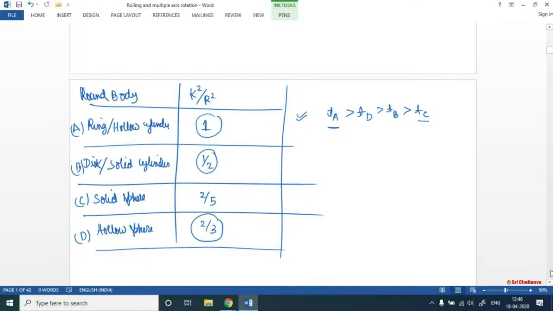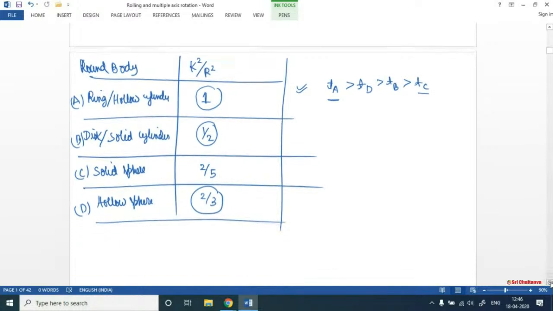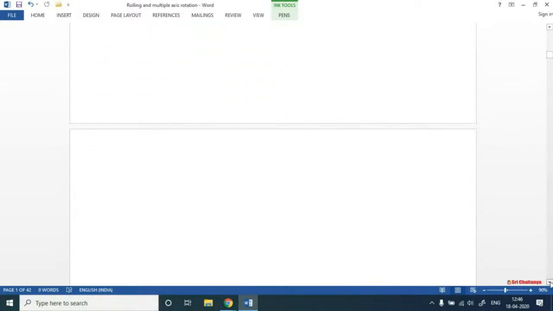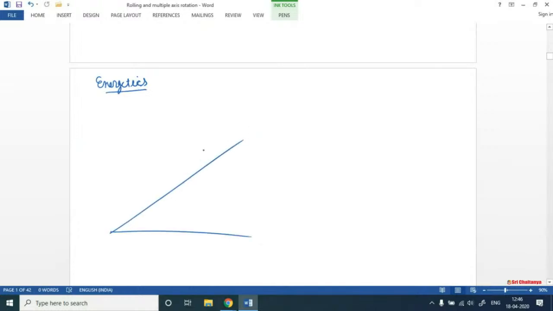Before moving on to any other question, let's also study the energetics of this situation: the energetics of rolling down the incline. Now see, this is the body, and its moment of inertia about the center of mass is mk square, where m is its mass and r is the radius. Let's say it has rolled down the incline by a distance s, and this angle is theta.